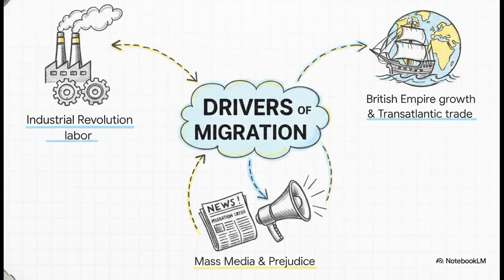Let's quickly summarize the massive structural transformations of this era. First, you've got the Industrial Revolution demanding endless labor. Then, you have transatlantic slavery and the growth of the British Empire fundamentally reshaping Britain's global connections. But crucially, you also have the rise of the mass media. Newspapers began wielding incredible power to either inflame public prejudice against migrants or build up public sympathy. Basically, public relations became a defining factor of the migrant experience.